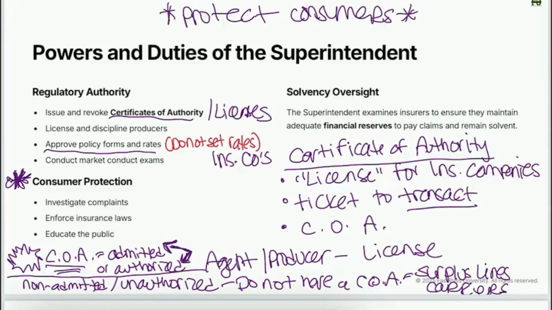And then also solvency oversight. The superintendent examines insurers to ensure they maintain adequate financial reserves to pay claims and remain solvent. Solvent just means financially secure. If a company were to become insolvent, it basically means bankrupt.